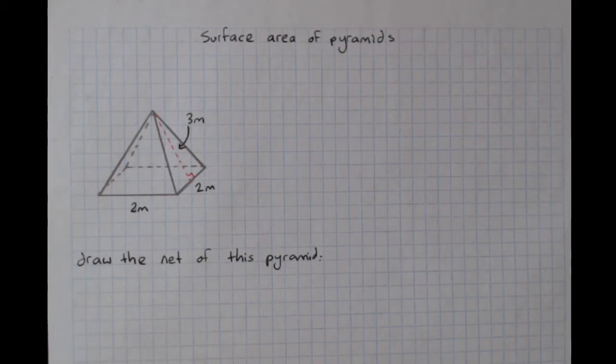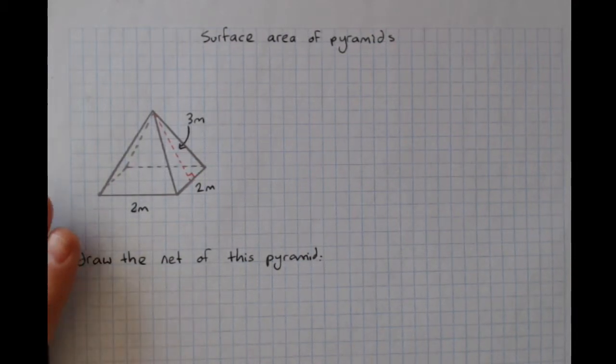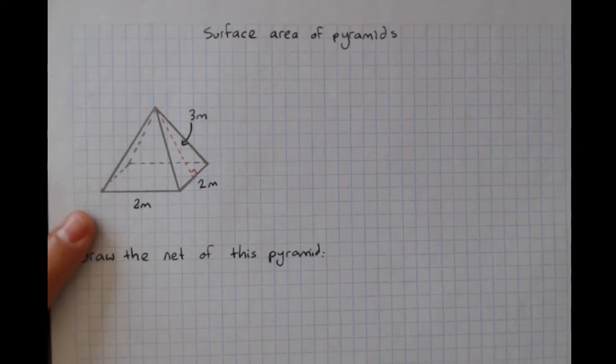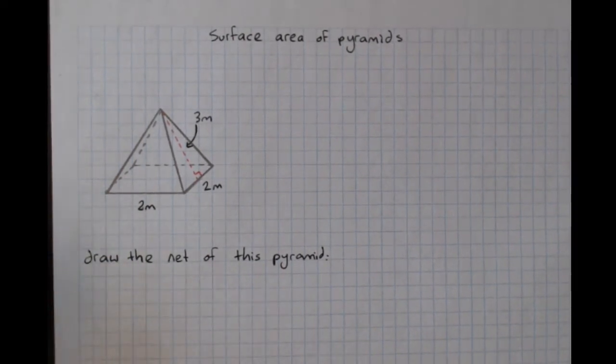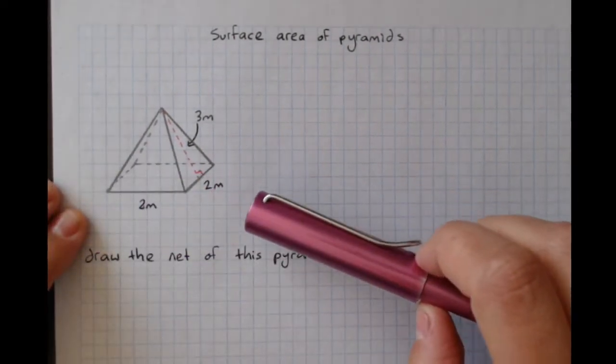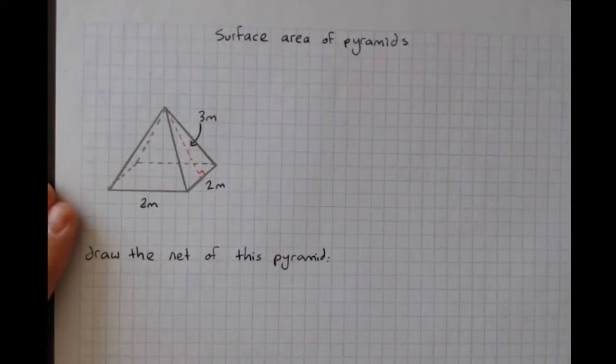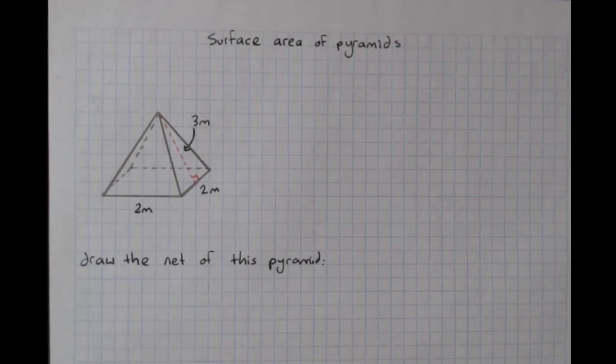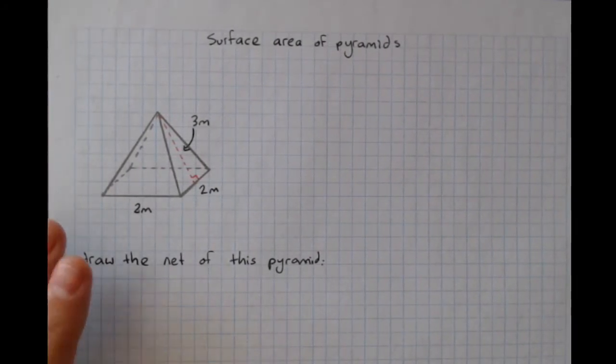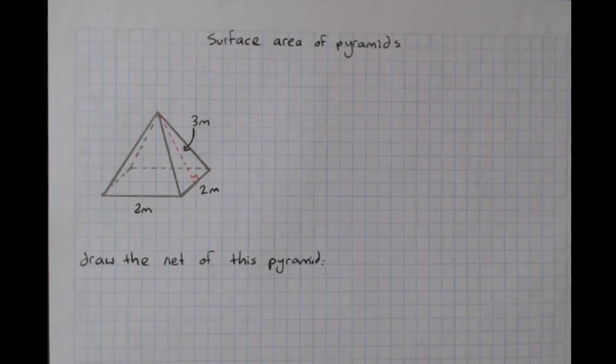Surface area of pyramids. We're just looking at square-based pyramids at this point. So we have a square on the bottom, triangle edges meeting at a point. A pyramid is obviously not a prism. It does not have an identical cross-section all the way through, so we cannot treat a pyramid in the same way that we would a prism.